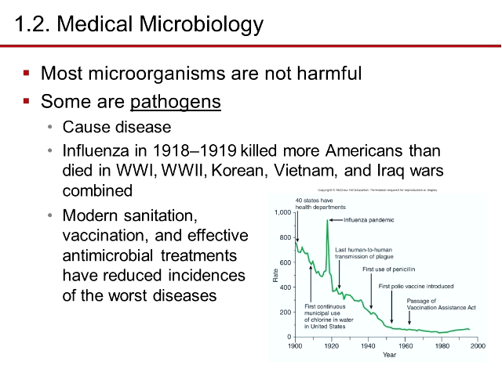Now, in medical microbiology, most organisms are not harmful. The bulk of them are not. And some are pathogens. And those pathogens tend to be organisms that live at our body temperature. They cause disease. For instance, influenza, which is a virus, by the way, caused influenza in 1918, called the Spanish flu. It killed more Americans than died in World War I and II, Korea, Vietnam, and Iraq wars combined. So more people died in the United States than with many of those wars. Modern sanitation, vaccination, and effective antimicrobial treatments have reduced instances of the worst diseases.